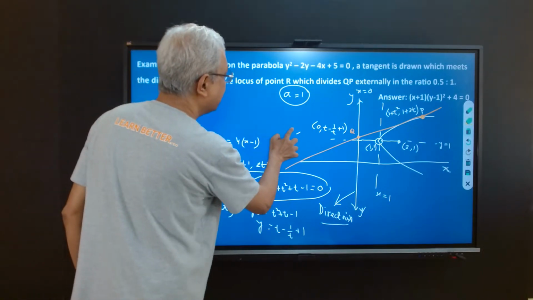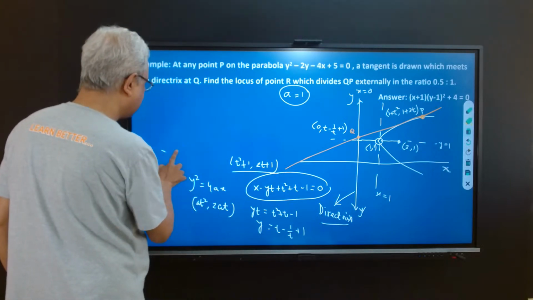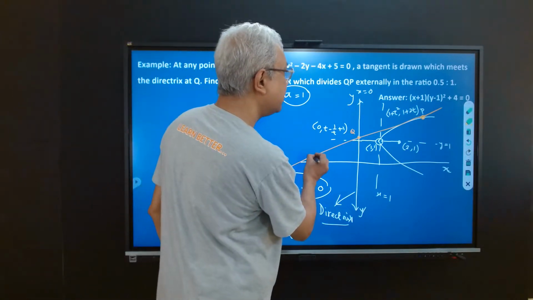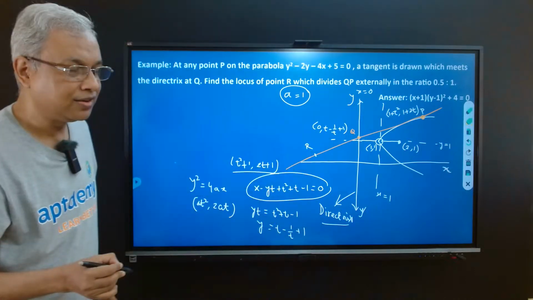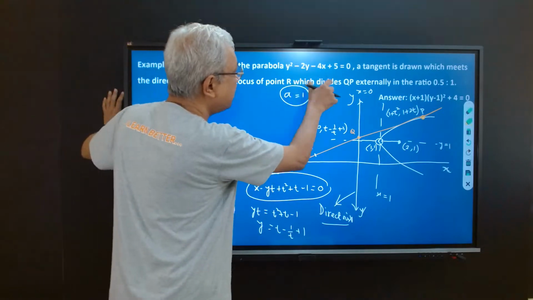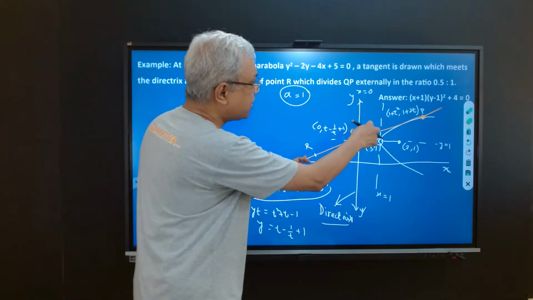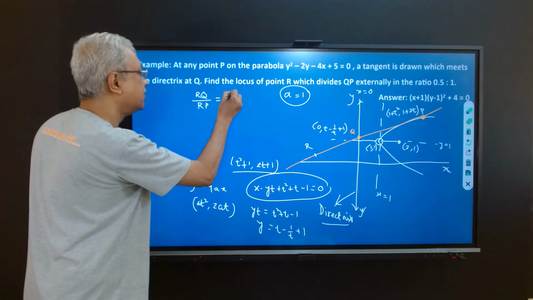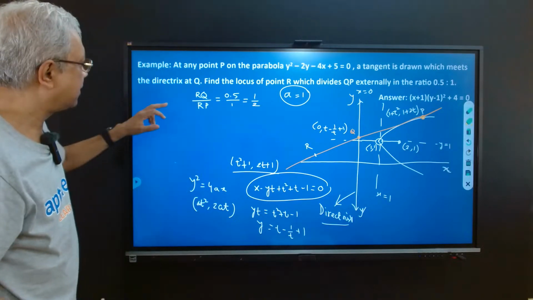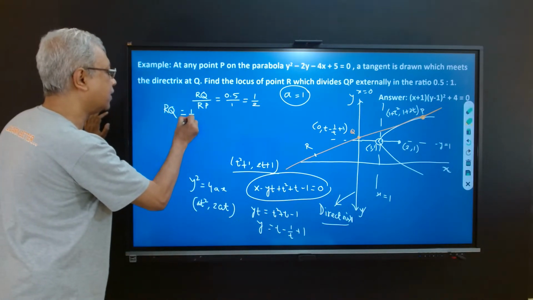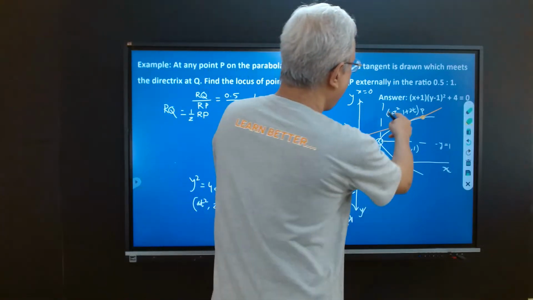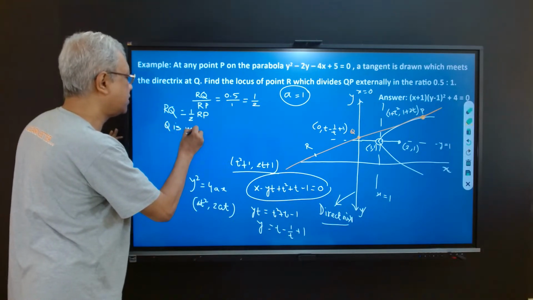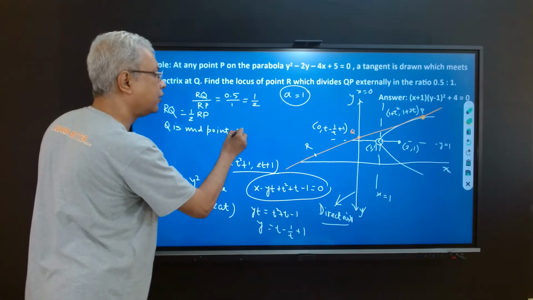What is being said? We have to find the locus of a point R which divides QP externally in the ratio half is to 1. So R is such a point on this line, such that R divides QP in a half is to 1 ratio. So RQ divided by RP is 0.5 is to 1, that means 1 is to 2. That means RQ is half of RP. If RQ is half of RP, that means Q is the midpoint of RP.